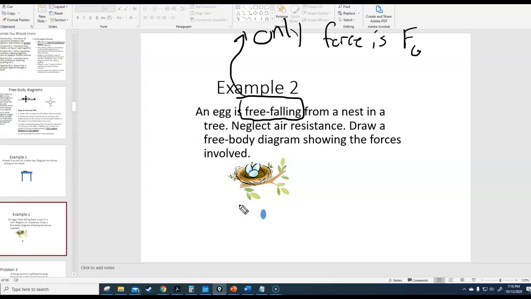So what does this FBD look like? We draw a dot for the egg. We have an arrow going down. Label it force of gravity. Boom. We're done.